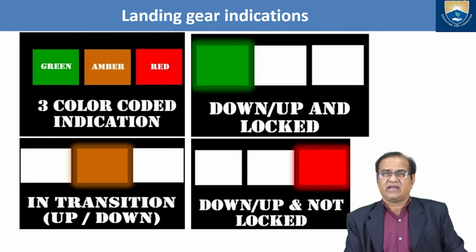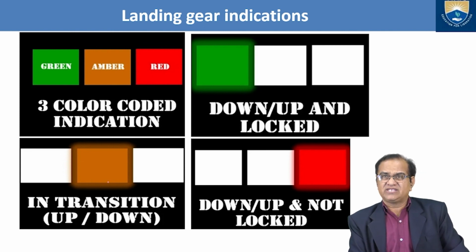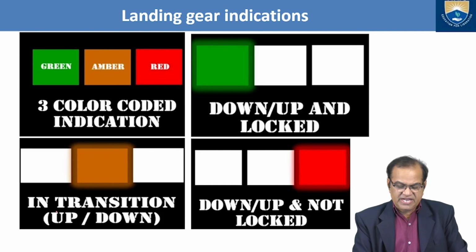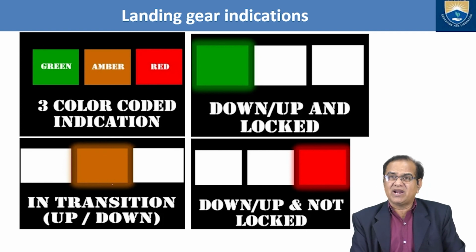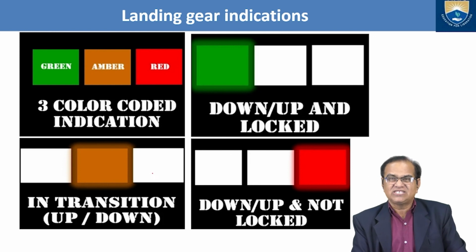That is the indication. Second, the amber light is in transition. If the amber light is on, it means your landing gear is in between. It is not up, it is not down, it is transitioning from up to down or down to up. This is indicated by the amber light.